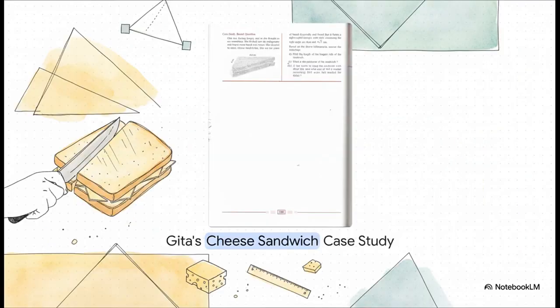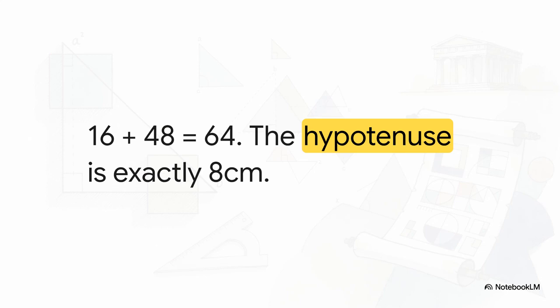Let's bring this completely down to earth with a fun case study from the source text about Gita making a cheese sandwich. She takes a standard rectangular piece of bread and cuts it diagonally from corner to corner. By doing this, she instantly forms two perfect right-angled triangles. Gita's sandwich has one short side measuring 4 centimeters and the longer adjacent side measuring 4 times the square root of 3 centimeters. So, what is the exact length of the longest side, that diagonal knife cut?